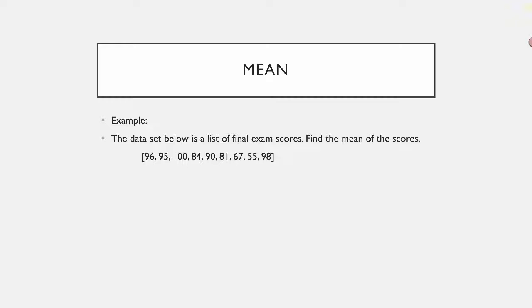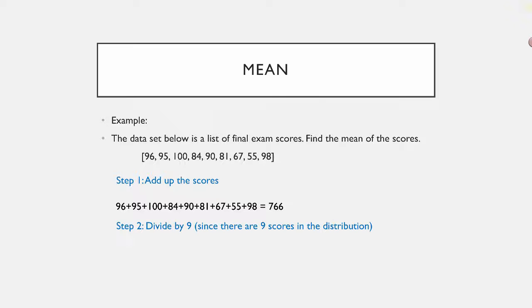Here's an example of how to calculate mean based on a data set of final exam scores shown here. Find the mean of the scores. So the first step is to add up all of the scores that you have. So here we have added the scores and the result is 766.